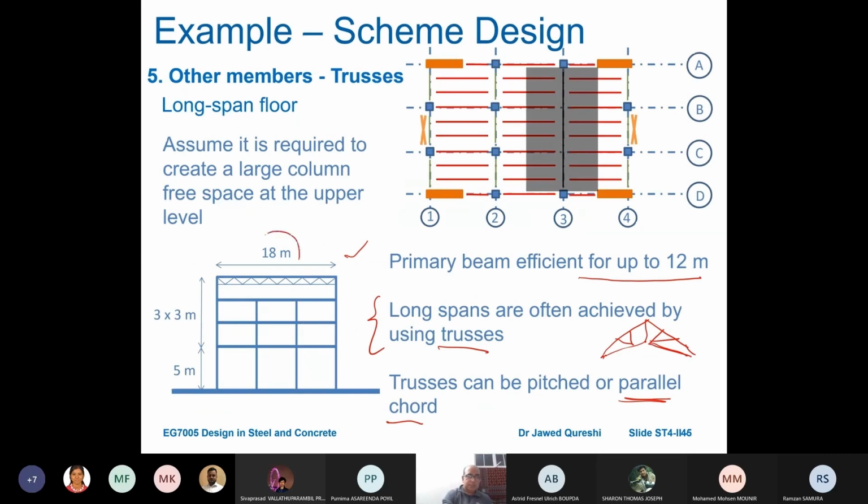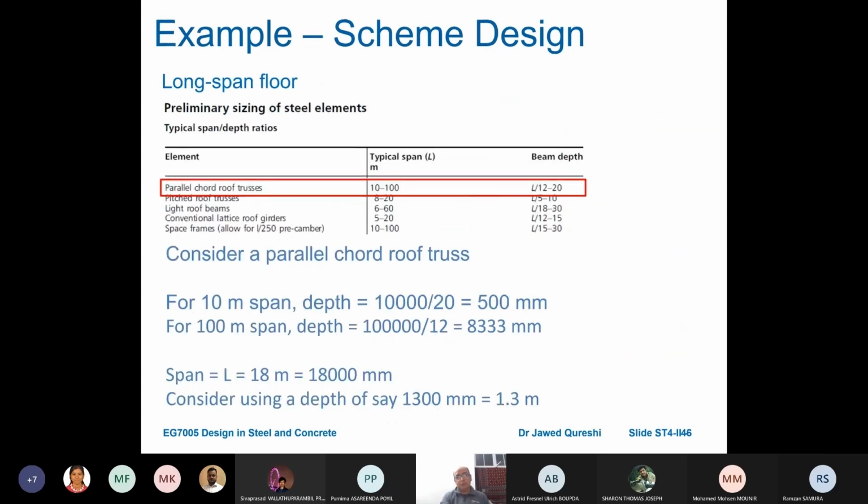Now the span is 18 meters and then it is supporting loading. On the gray side, you can see how it's supporting loading. So consider a parallel chord roof truss.